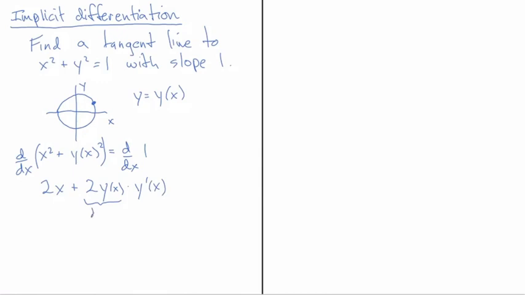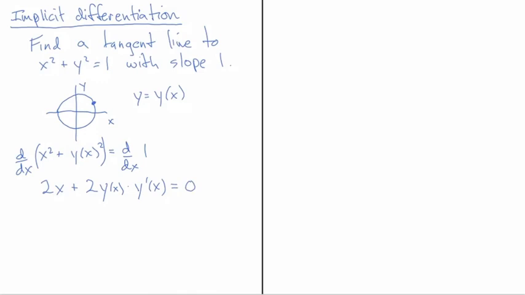This is like df dy of g of x, and then we multiply that by dg dx. Okay, so let me just erase that so I can write some other things below. And on the other side, the derivative of 1 is a constant function, so its derivative is just 0.